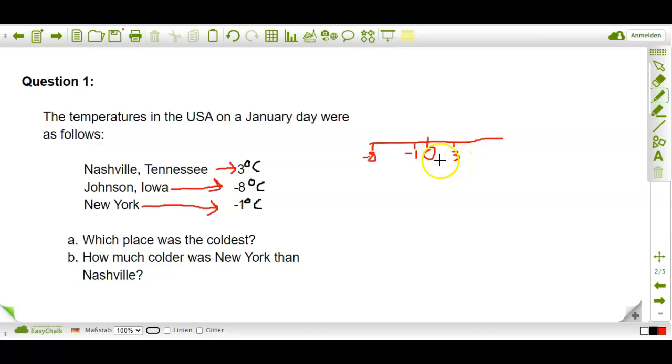So notice that the number to the farthest left is the lowest. And that's -8. The lower the number, the colder the temperature would be. So -8 degrees Celsius was in Johnson, Iowa. So the place with the coldest temperature was Johnson, Iowa.